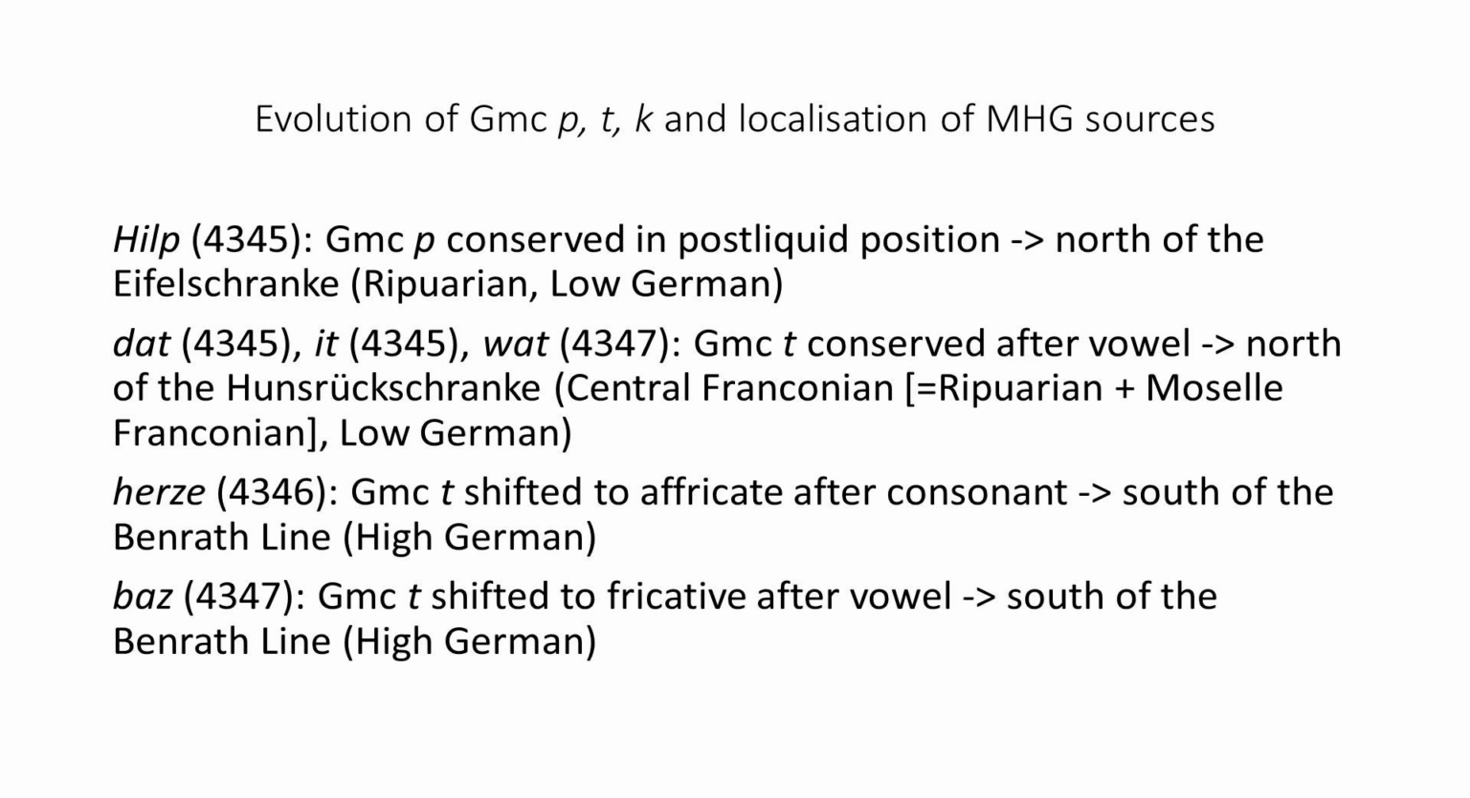Dat, it, wat. As in English "that", "it", "what", Germanic T is preserved in post-vocalic position north of the dat-das line, or Hunsrückschranke. The unshifted forms appear in Mosel-Franconian, in Ripuarian, or in Low German.